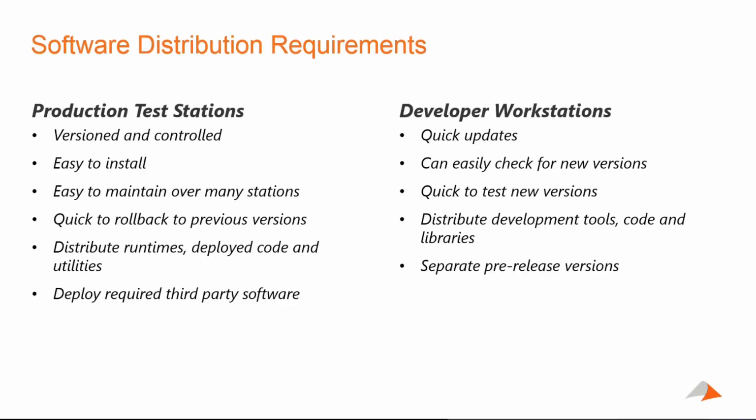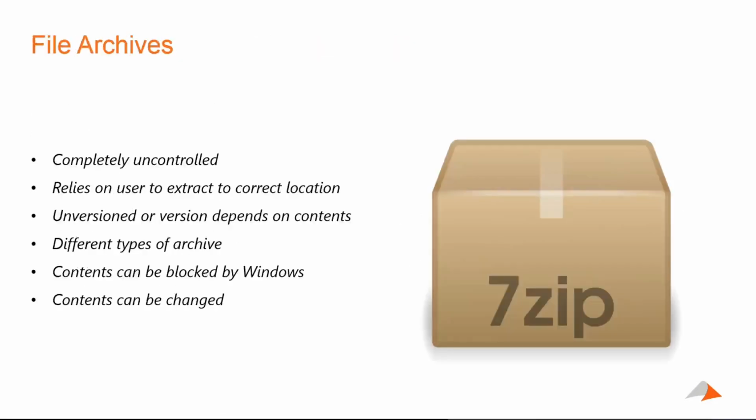But some of the, obviously, basic ways you can do this. The most basic is obviously just have a zip file. Just throw your zip files out to people and say, unzip this here and use it. Obviously, that's completely uncontrolled, relies on the user to do the right thing. You can't really keep track of it. There are different types of archives and things like that. One of the new things is you can find that things just get blocked by Windows if you distribute libraries or DLLs and things like that. So I think everyone agrees this is probably a bad way to do it if you've got any sort of scalability.